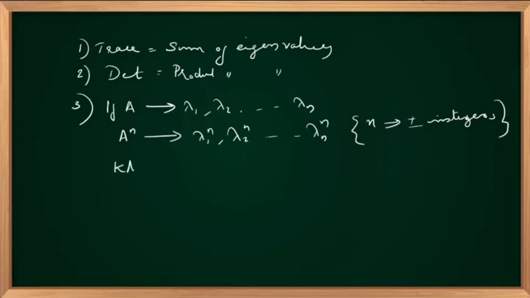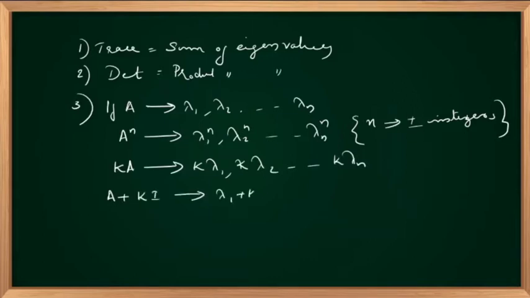Then k times A will have eigenvalues k times lambda 1, k times lambda 2, etc., k times lambda n. Then A plus k times I will have eigenvalues lambda 1 plus k, lambda 2 plus k, etc., lambda n plus k. I think all these properties were detailed in the last class. We have taken an example problem and have seen what it means.